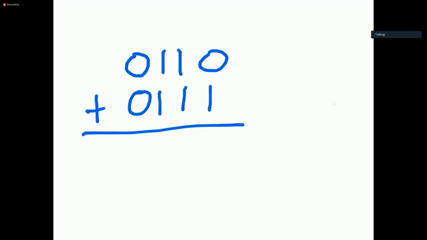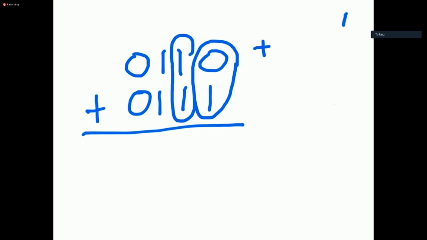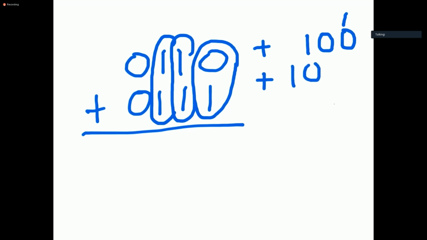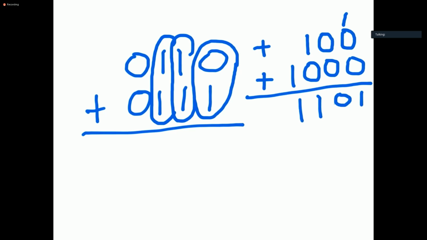So here we have the same problem, 6 plus 7, but we're going to do it a little differently. We're going to say 0 and 1 is 1. 2 and 2 is 4, but we're going to write 4 in binary, which means a 1 in the fours place. And then 4 and 4 is 8, which we're going to write by putting a 1 in the eights place. We've written out the same problem basically, but now we can just drop down the digits and we have our answer in binary without ever having had to convert it to decimal.